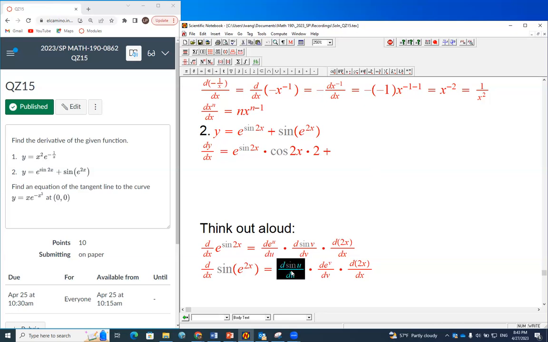The derivative of sine u with respect to u is cosine u, right? And what is u? U is e to the power of 2x. And the derivative of e to the power of v with respect to v, right? That's e to the power of v. And what is v? V is 2x. And last but not least, the derivative of 2x, that's going to be 2.